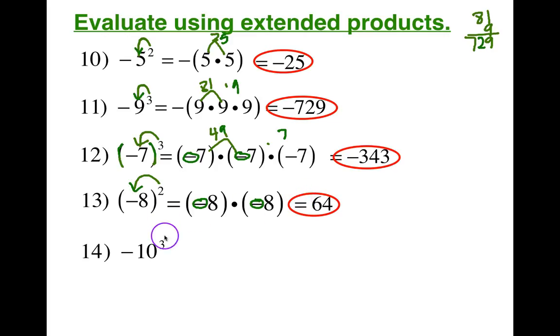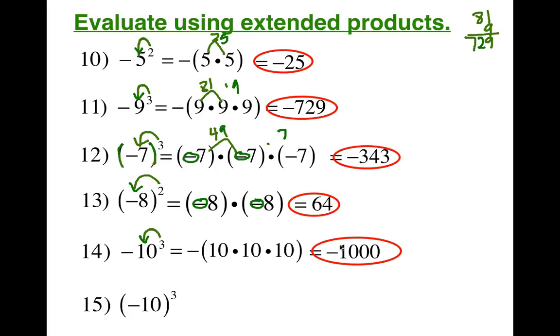Okay, what about this? What's being cubed? It is a positive 10. So you're actually going to take the opposite of 10 cubed. So make sure the negative's on the outside and group the 10 cubed on the inside. 10 times 10 times 10 is 100. Sorry, not 100. 10 times 10 is 100, but times another 10 is 1,000. Don't forget that negative, so you're going to get negative 1,000.